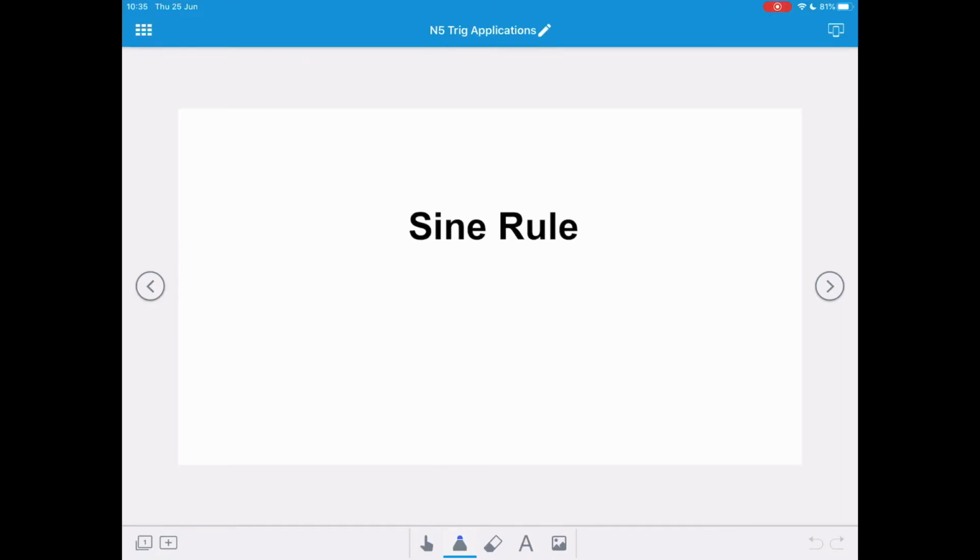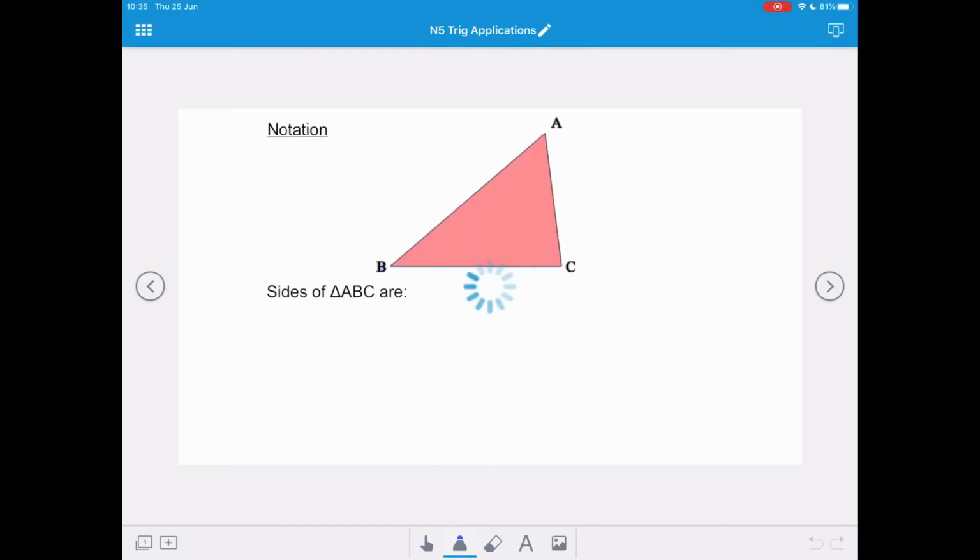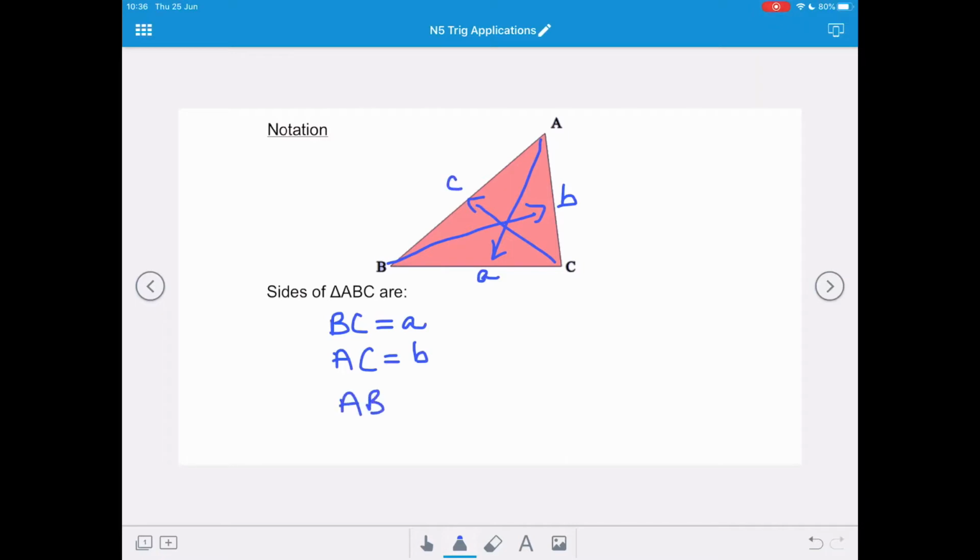Now the sine rule is a trigonometric rule that we can use to work out a missing side or a missing angle. So the notation, if we've got triangle ABC, is that the capital letters marking our angles are opposite the lowercase letters marking our sides. So side BC is known as lowercase a, side AC is known as lowercase b, and the side opposite angle C is known as lowercase c, so AB equals lowercase c.